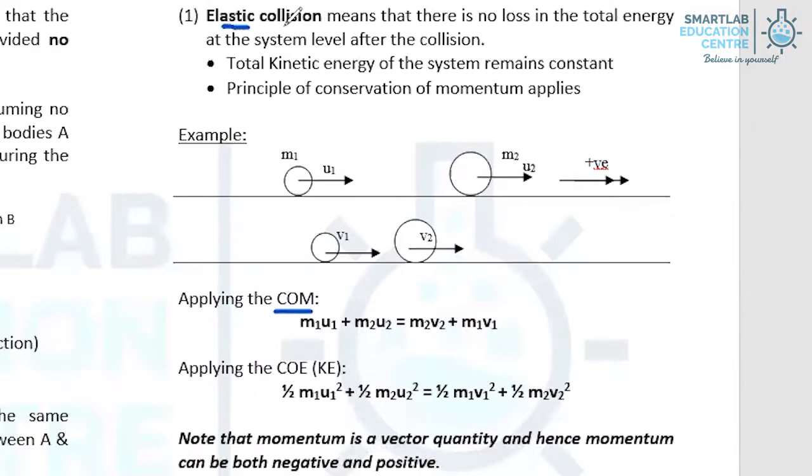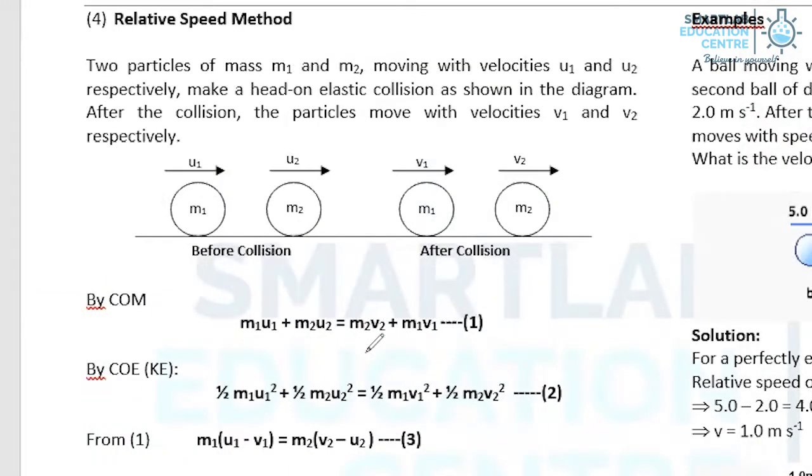In the case of elastic collision, you will find that aside from the fact that momentum is conserved, the kinetic energy is also conserved. We typically use the acronym COE. So with these two equations and two unknowns, V1 and V2, which are respectively the velocities of the bodies after collision, we can solve them simultaneously and obtain V1 and V2.